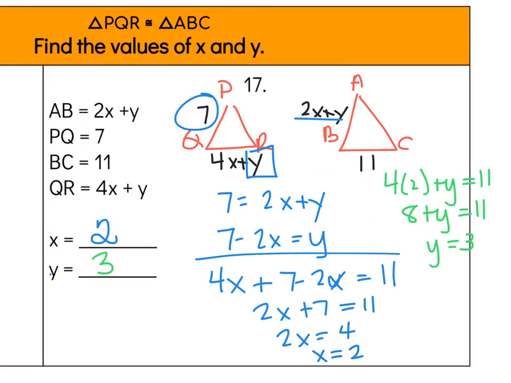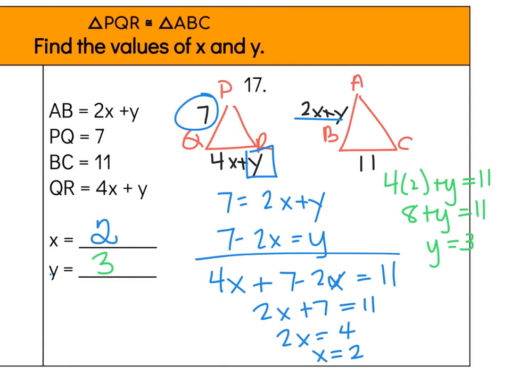Okay, so for this one we had to actually solve one variable in terms of the other. So we know that PQ and AB are corresponding sides, so 2x plus y is equal to 7. So I solved for y so that I could substitute it back in this equation up here. So I got y equals 7 minus 2x.